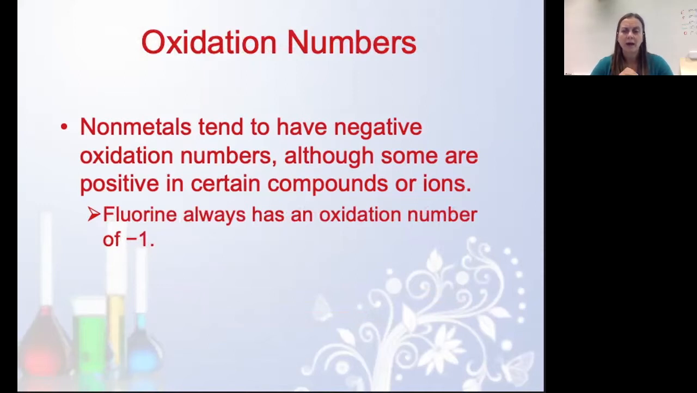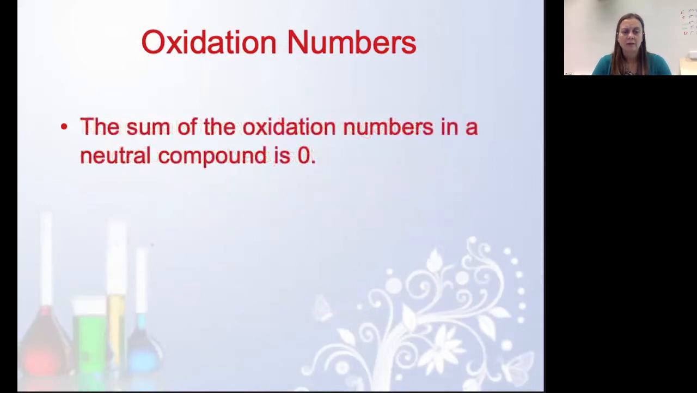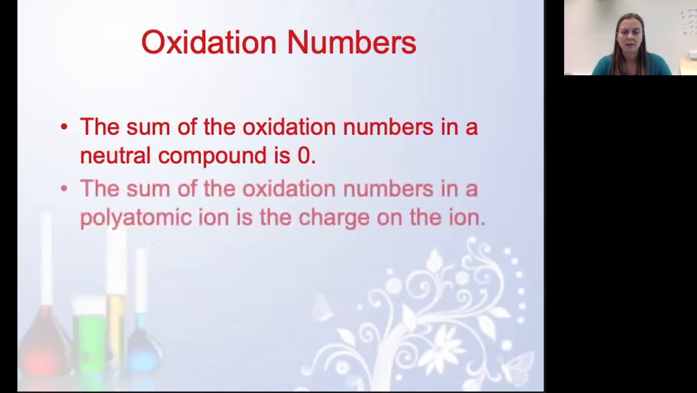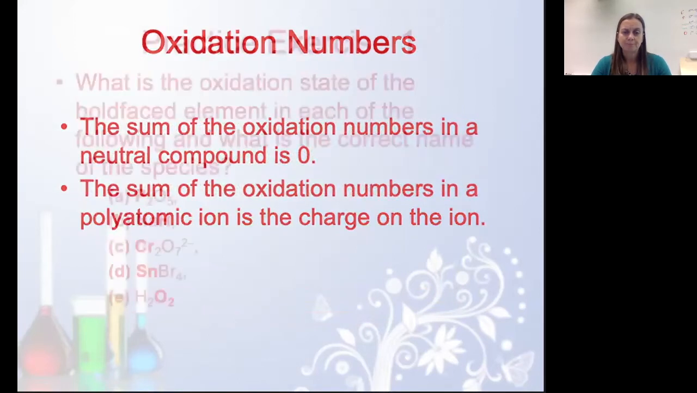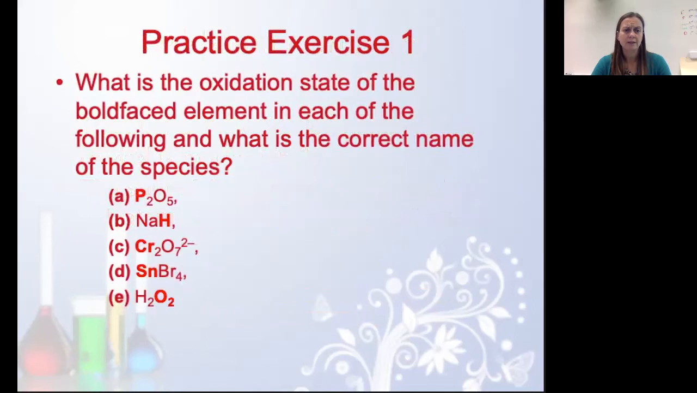What about everything else? Everything else we're going to find based on the idea that the sum of the oxidation numbers in a neutral compound is 0, and in a polyatomic ion is the charge on the ion. So if we have one of those 3, oxygen, hydrogen, or fluorine, then we can assign those. Otherwise, we're going to find the most electronegative one, assign it, and work from there. So let's do a little bit of practice.